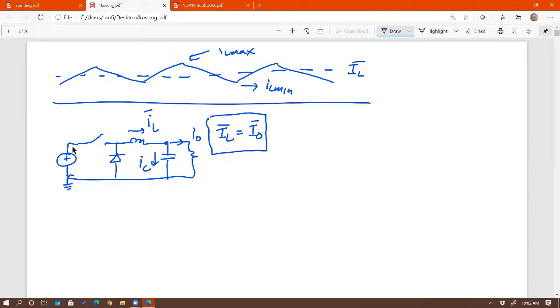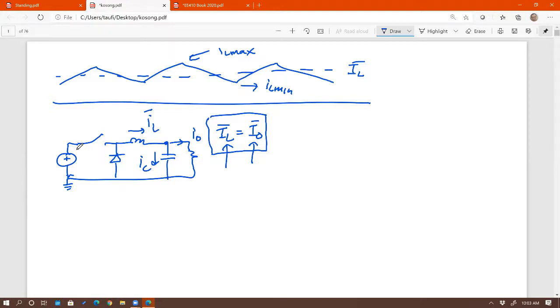Now, why is it important for me to relate IL to I out? Anybody? Why is it important for me to relate IL to I out? Does anybody know the answer? Is it so that you can determine the sizing of L for a certain load? Yes. Very good.